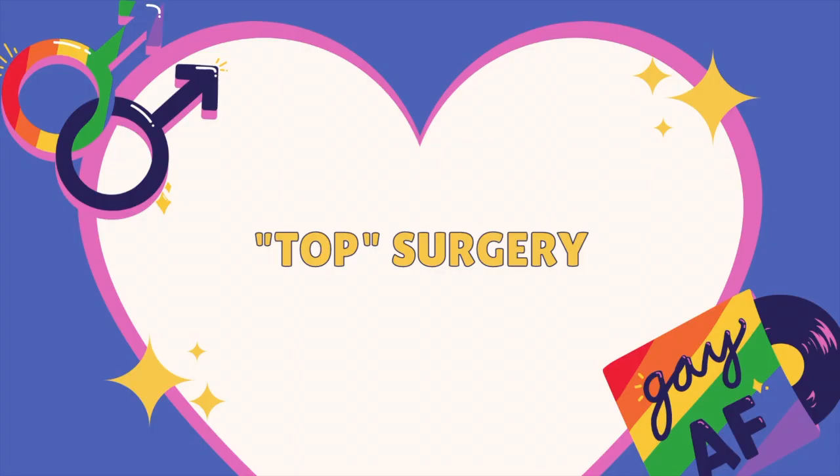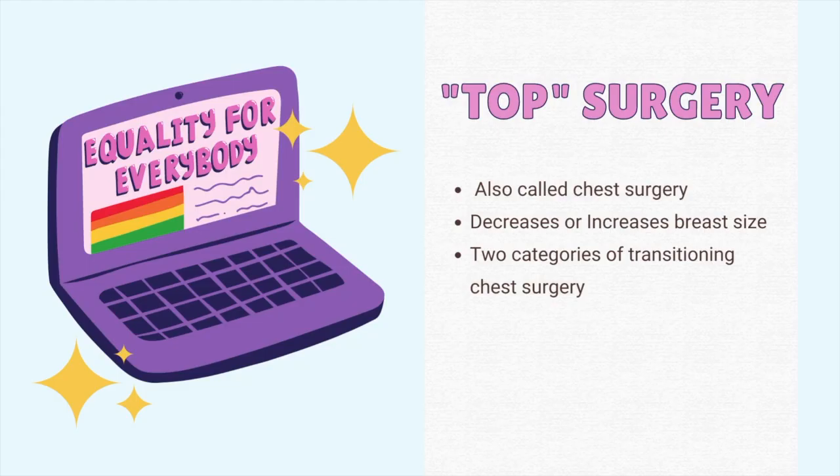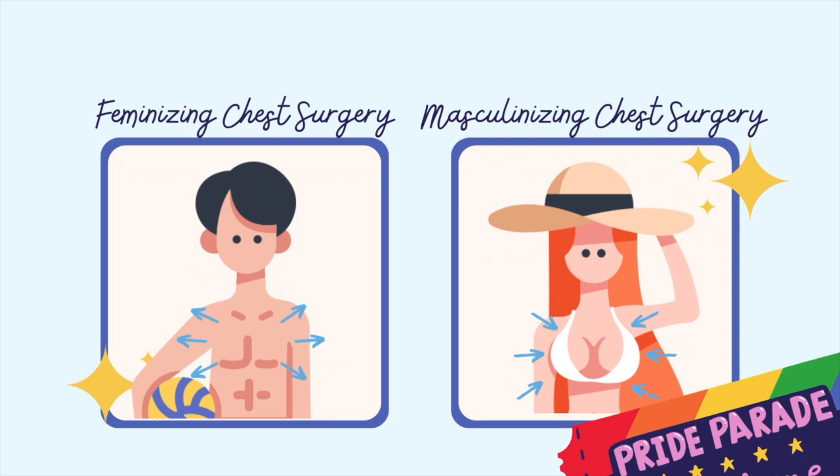Moving on, the second type of sex reassignment surgery is top surgery, or more specifically called chest surgery. This type of sex reassignment surgery is done in order to decrease or increase breast size for a more masculine or feminine appearance, respectively. Hence, there are two categories for transitioning chest surgery. These are the feminizing breast surgeries and the masculinizing chest surgeries.